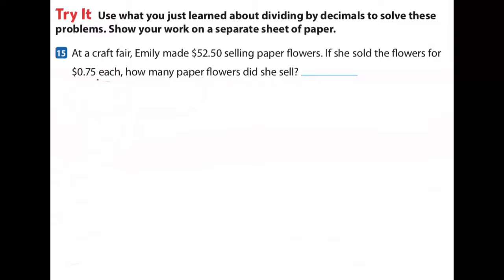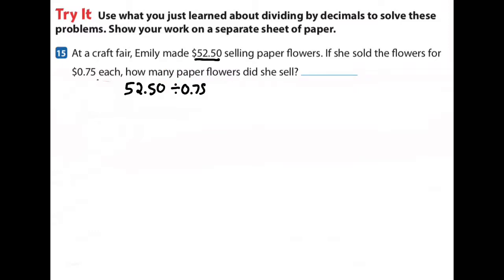It says, at a craft fair, Emily made $52.50 selling paper flowers. If she sold the flowers for 75 cents each, how many paper flowers did she sell? So let's start by figuring out the division problem. So first, because this is the total she made, she is taking that $52.50. Now, the reason why she is dividing it by 75 cents is because, think about this for a second. The flowers were 75 cents each, and we want to figure out how many flowers did she sell. So in other words, you're trying to figure out how many 75 cents are in $52.50. All right, so that's going to be our division problem.